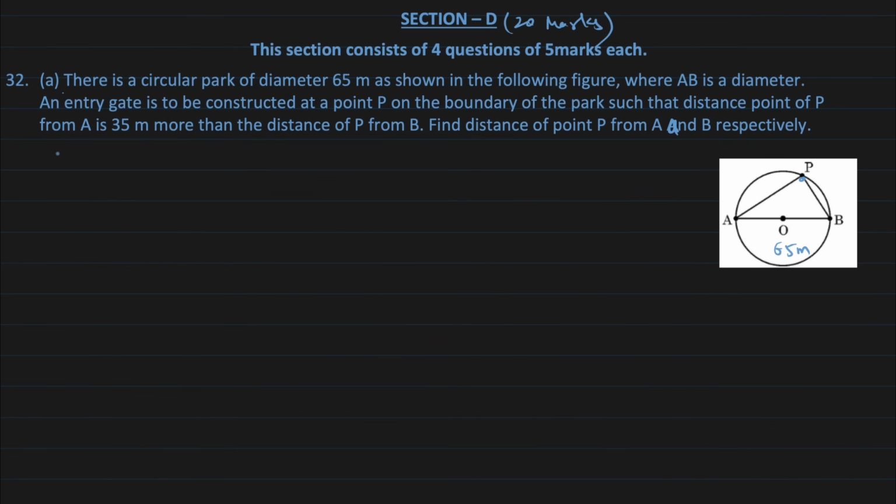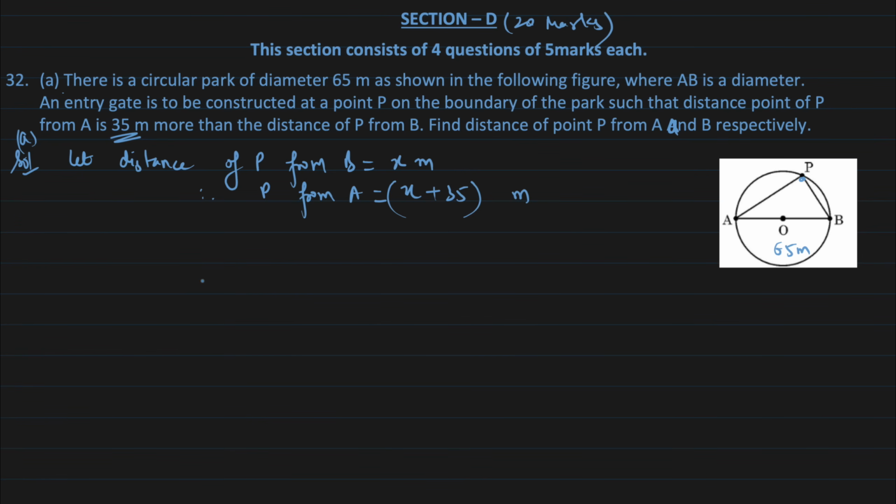So we'll say let, solution करते हैं इसका A part का, let distance of P from B, I'll take it as x meter. Okay, it's all in meters. And therefore distance of P from A will be how much? It is 35 more than that. So x plus 35 meter, right? Now AB is the diameter, right? So angle APB is angle in semicircle, right students? You know 9th grade theorem, right? So angle in semicircle, so therefore angle APB is 90 degree, right? So it's a right triangle.